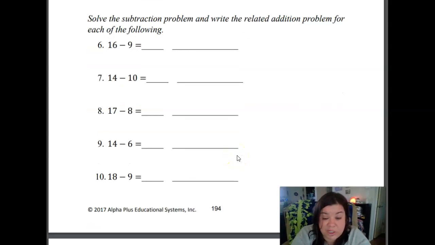Okay. Now look, we're gonna go backwards this time. This might be a little bit more challenging. So we're gonna solve the subtraction problem and write the related addition problems for each of these numbers. Okay. All right. So erase your whiteboard. We're gonna do 16 minus 9. What is 16 minus 9?